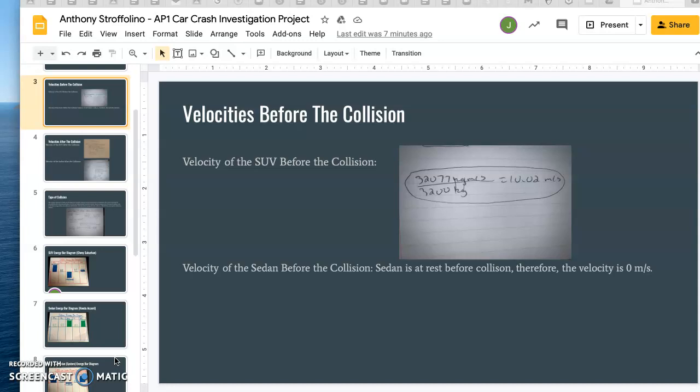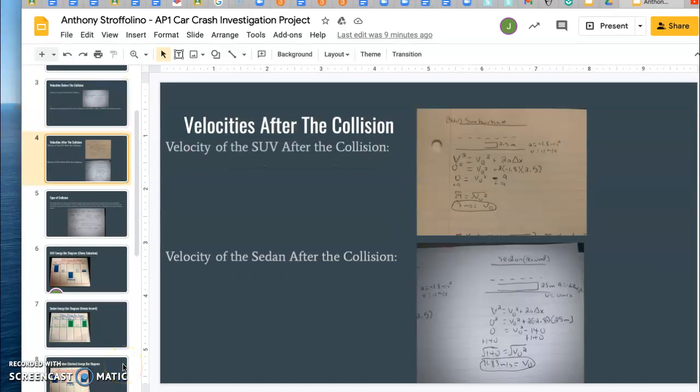So after you divide that, you get 10.02 meters per second, which is the velocity of the SUV before the collision. And like I said, for the velocity of the sedan before the collision, the sedan is at rest before the collision, which means it's not moving. So if it's not moving, that means the velocity is going to be 0 meters per second.